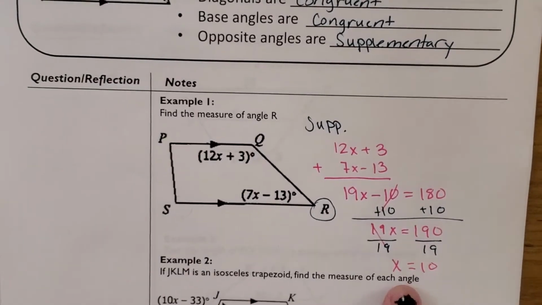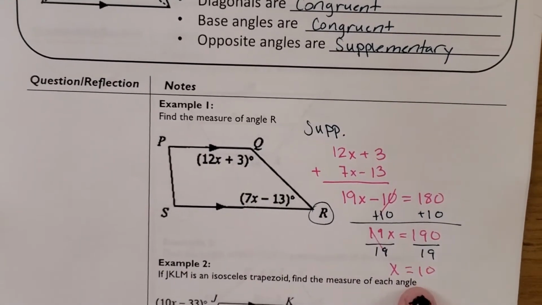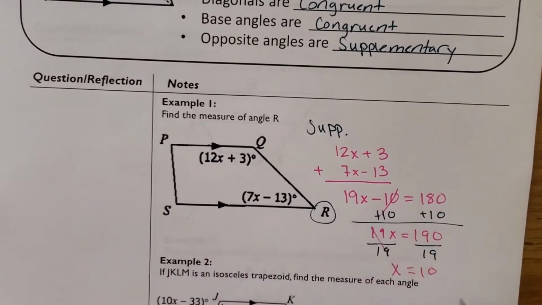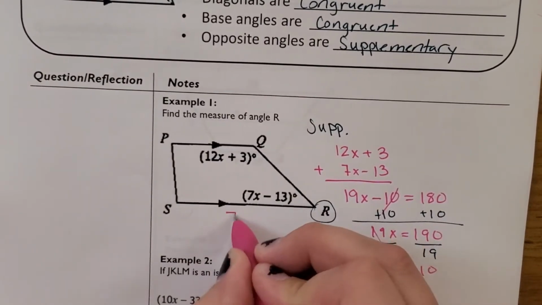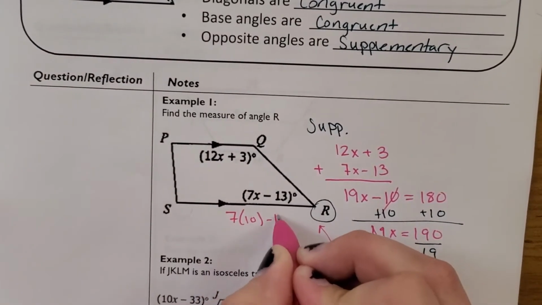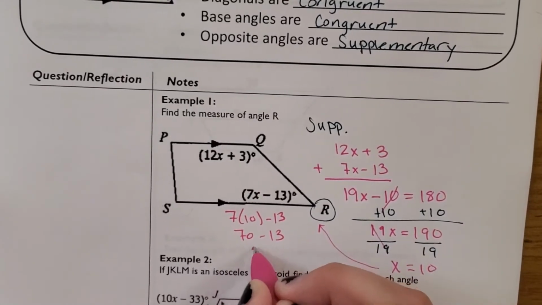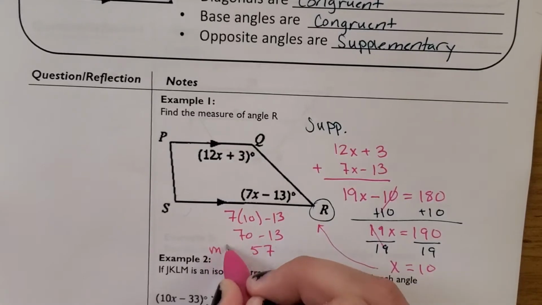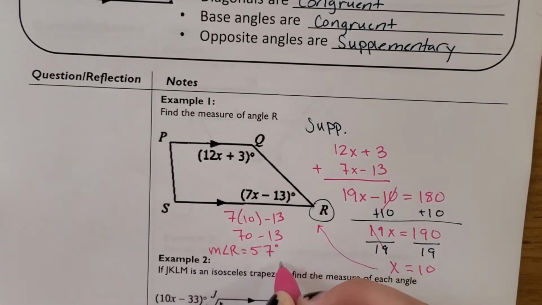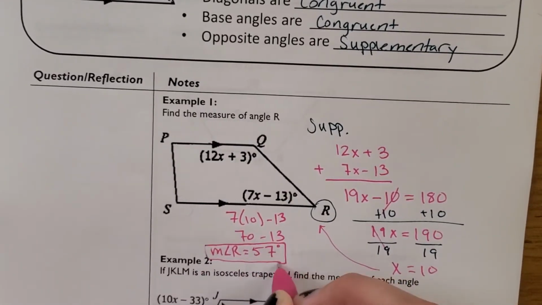So again, we didn't want to find x, we wanted to find r. So now that I know x is equal to 10, I need to plug it in over here. So I'm going to come over here and plug this in. So 7 times 10 minus 13. So I get 70 minus 13, which is going to give me 57. So the measure of angle r is equal to 57 degrees.